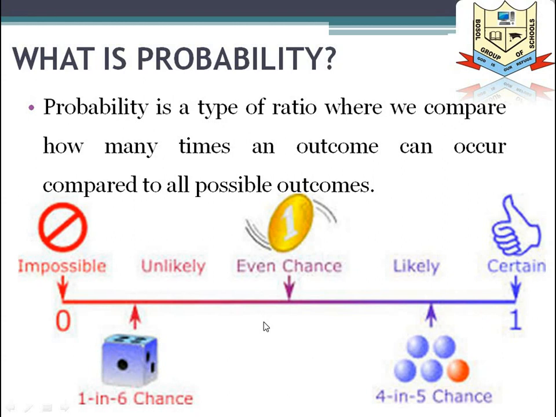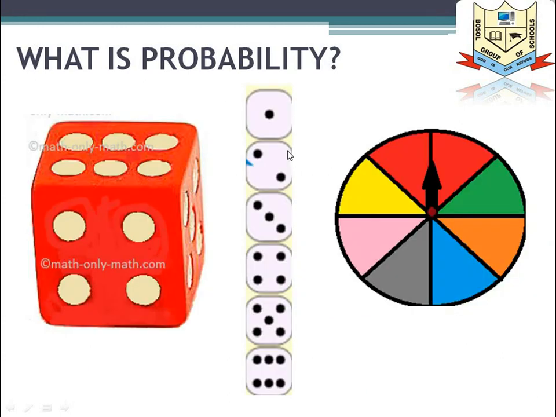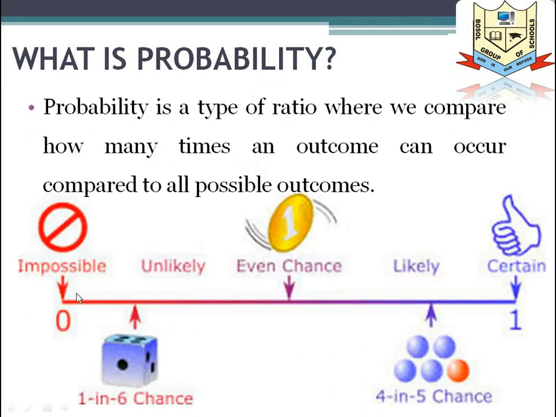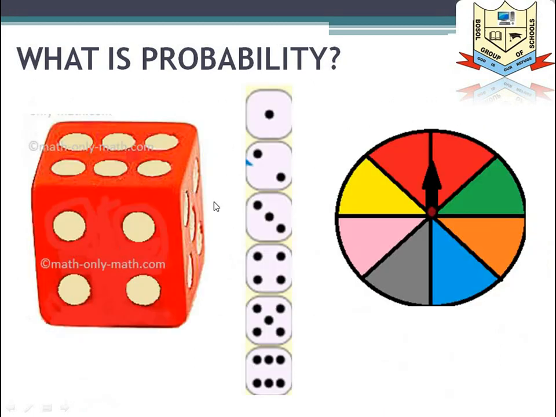Now, the probability of you having a 1 is possible. Now if I ask you, what's the probability of tossing a die and you have 7? You say, no, impossible. That is not possible.